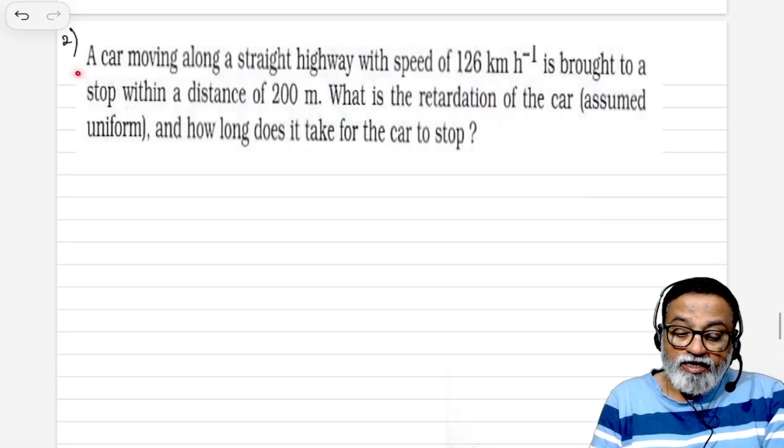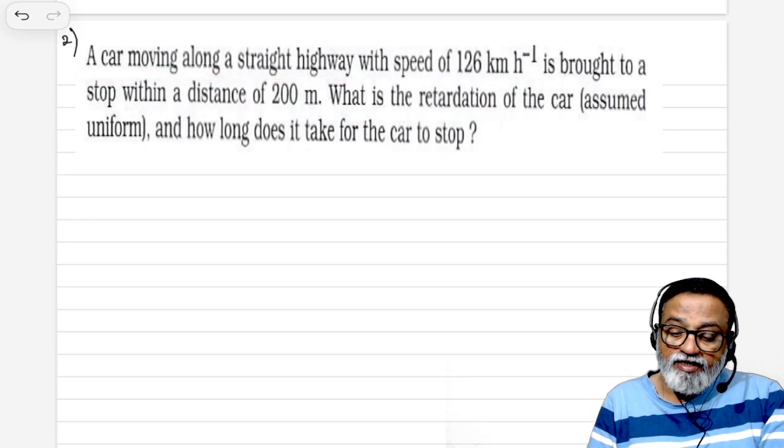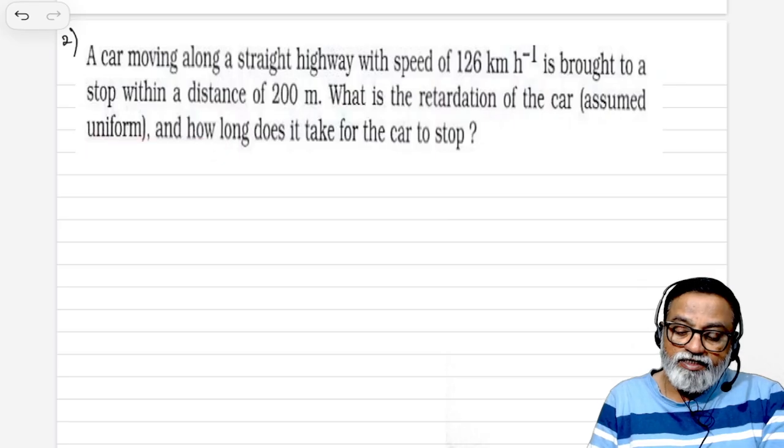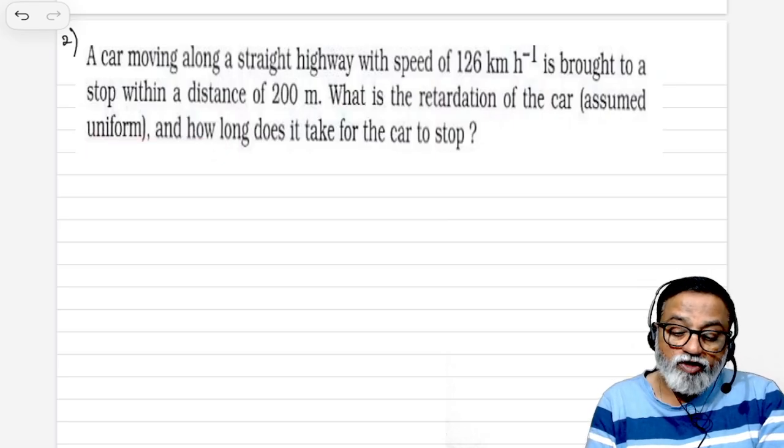See here, a car moving along a straight highway with a speed of 126 km per hour is brought to a stop within a distance of 200 meters. What is the retardation of the car, assumed uniform, and how long does it take for the car to stop?